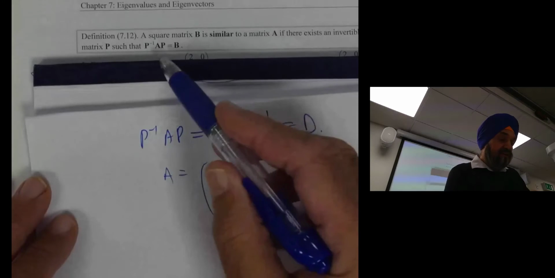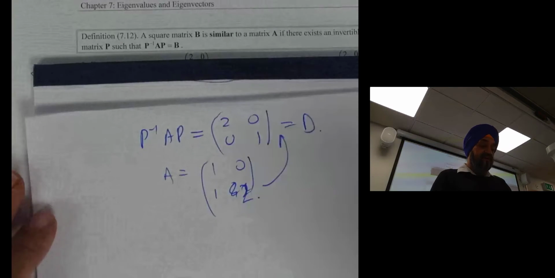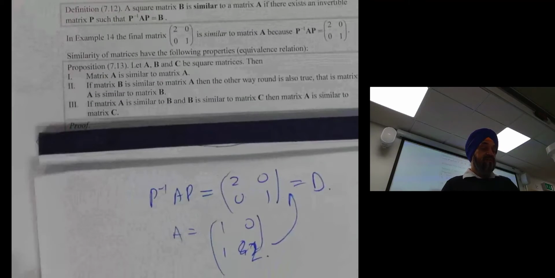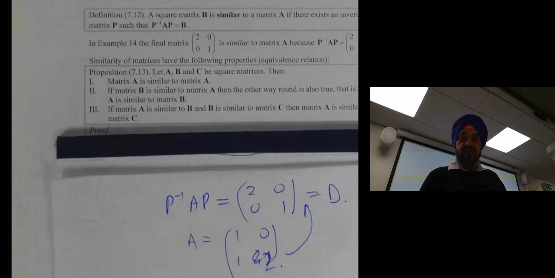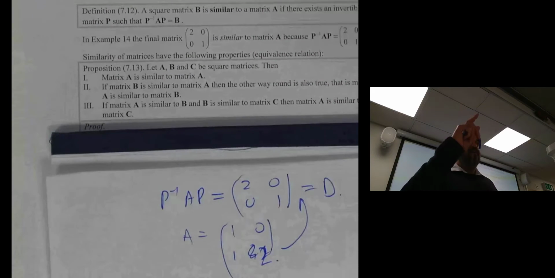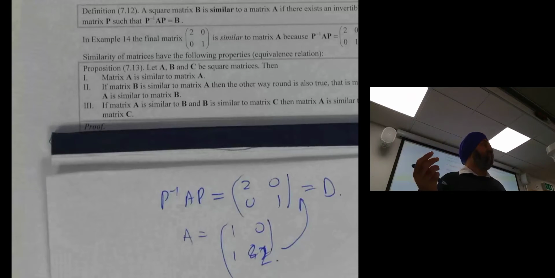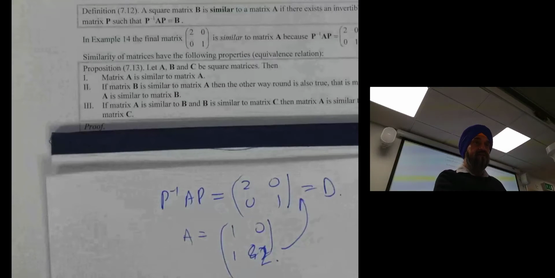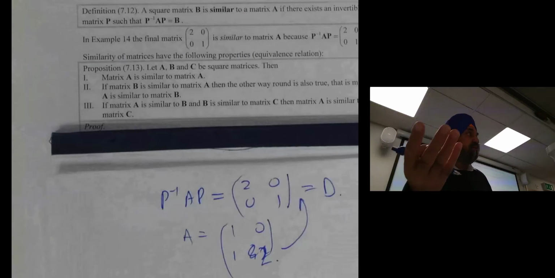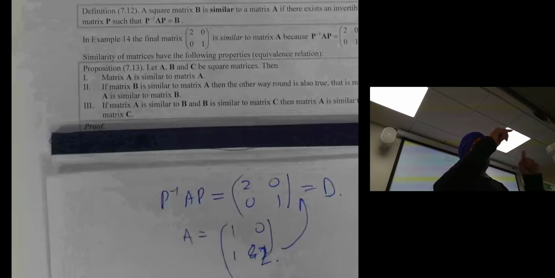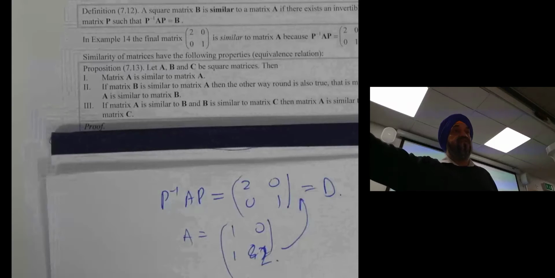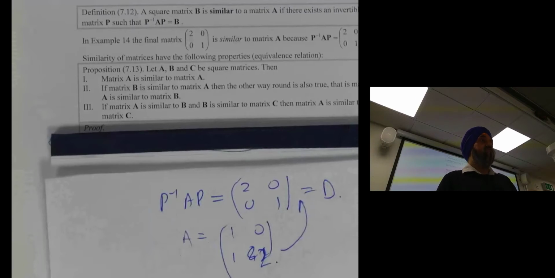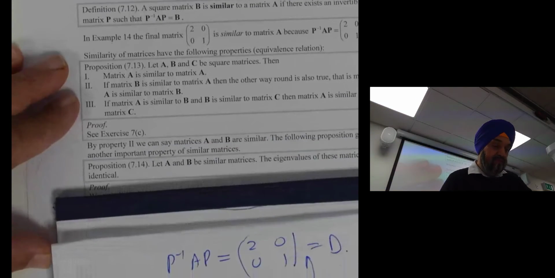If you've got an inverse matrix P such that P minus 1 AP gives B, then we say they are similar matrices. What sort of properties does it have? First, it's what's called an equivalence relation. A is similar to A, clearly; that's reflexive. And symmetric: if A is similar to B, then B is similar to A. And then the transitive property: if A is similar to B and B is similar to C, then A is similar to C.